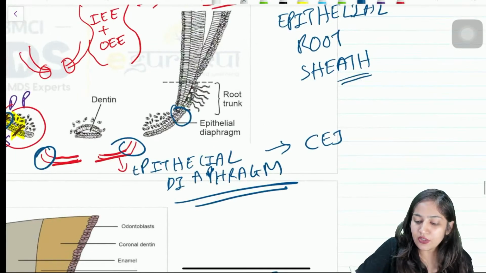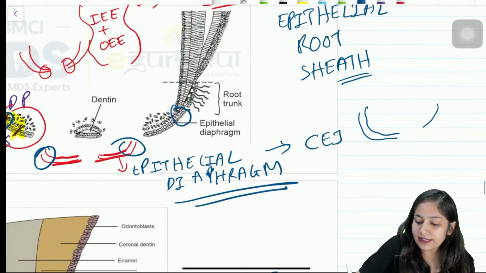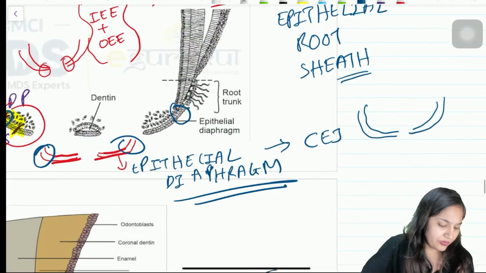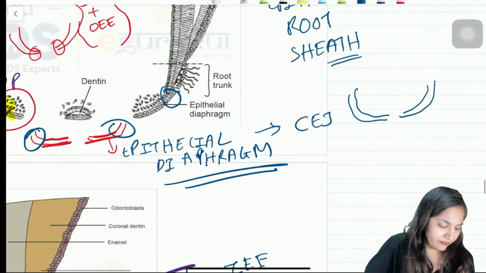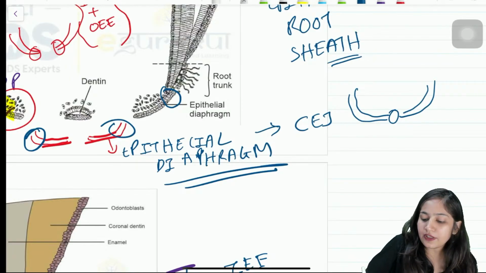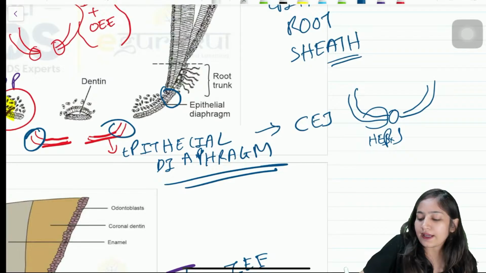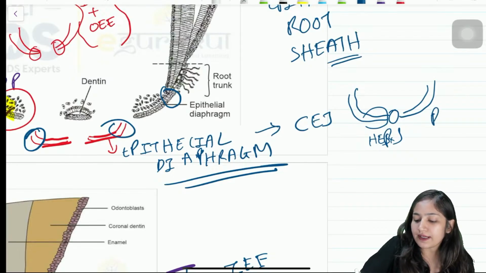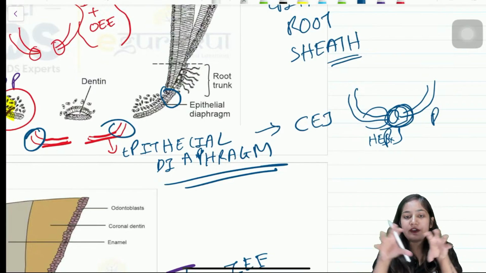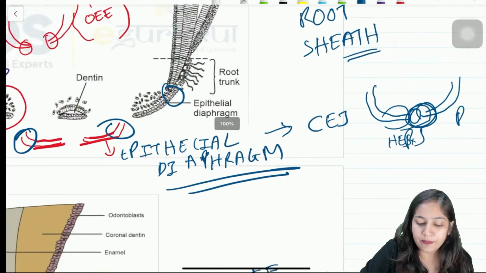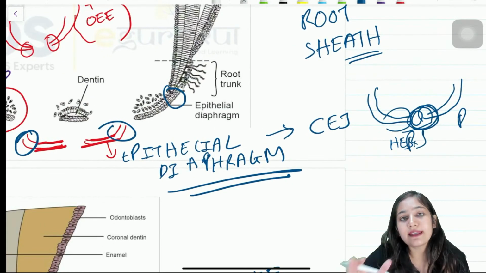Now, as we have seen in roots, there is a gap present between the roots. So again, with the proliferation of HERS and surrounding ectomesenchymal cells, dental papilla and dental sac cells, this space will be filled and there will be a cone-shaped root present. This is for a single rooted tooth.